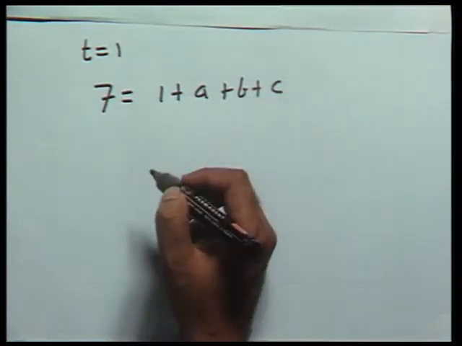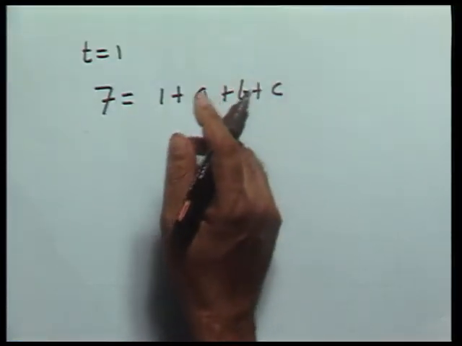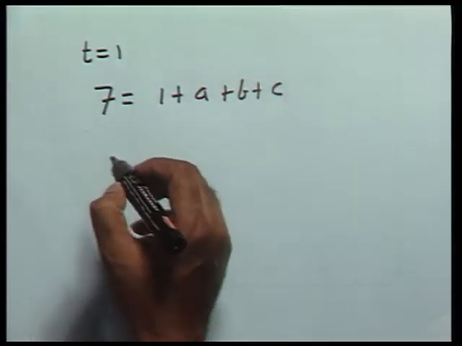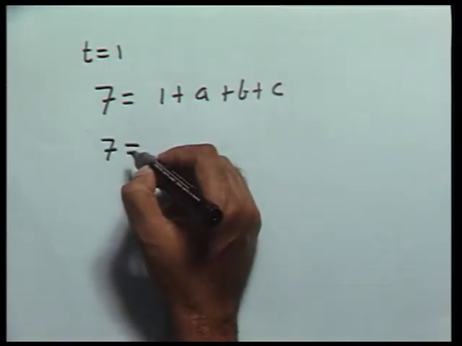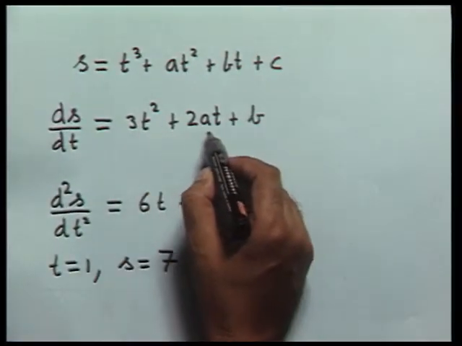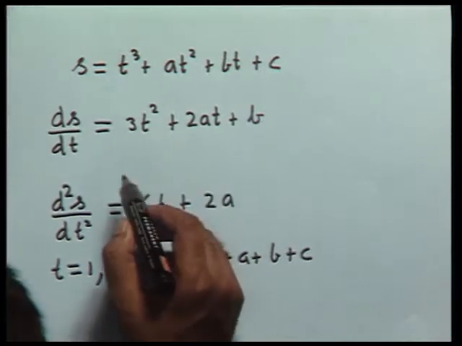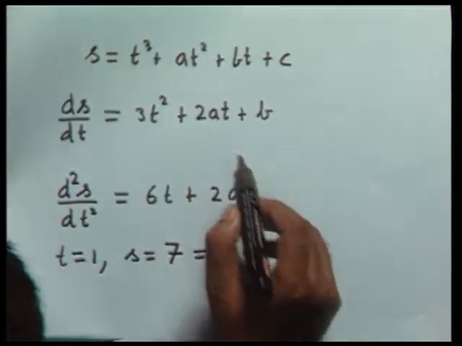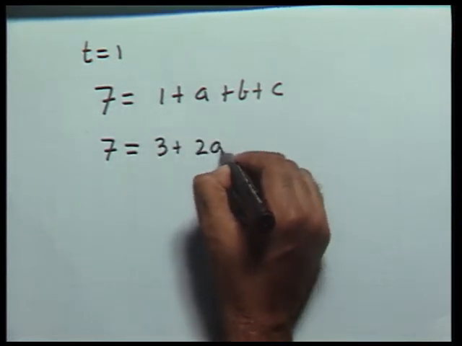Also at t equal to 1, I am told that the velocity is given by 7 meters per second. So once again, 7 would be equal to ds/dt at t equal to 1. But ds/dt is 3t squared plus 2at plus b. So when I put t equal to 1, I get ds/dt as 3 plus 2a plus b. So 7 is equal to 3 plus 2a plus b.